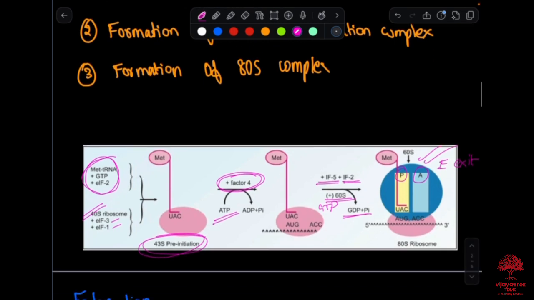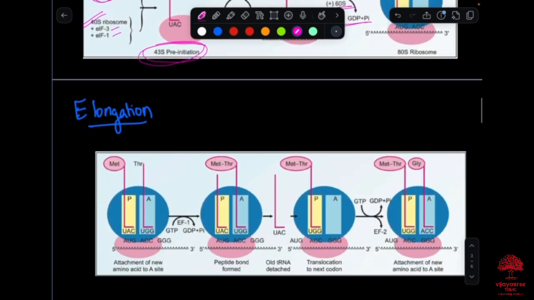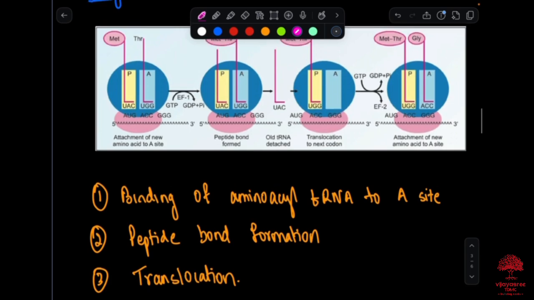Now moving on to the next step, it is the step of elongation. In elongation, there are mainly three things happening.